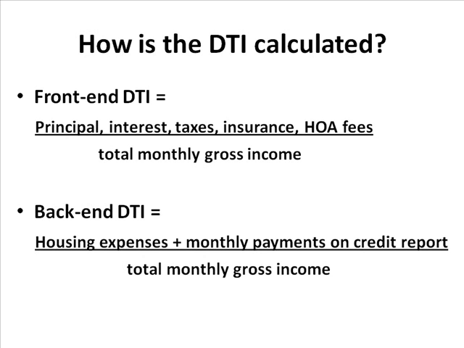Let's discuss how the DTI ratio is calculated. The front-end DTI is the principal plus the interest plus the taxes plus the insurance plus HOA dues, if applicable, divided by the total monthly gross income of the borrower. The back-end ratio is the housing expenses, which is everything we discussed above, principal, interest, taxes, insurance, and HOA fees, plus the monthly payments that show up on the credit report divided by the total monthly gross income of the borrower.